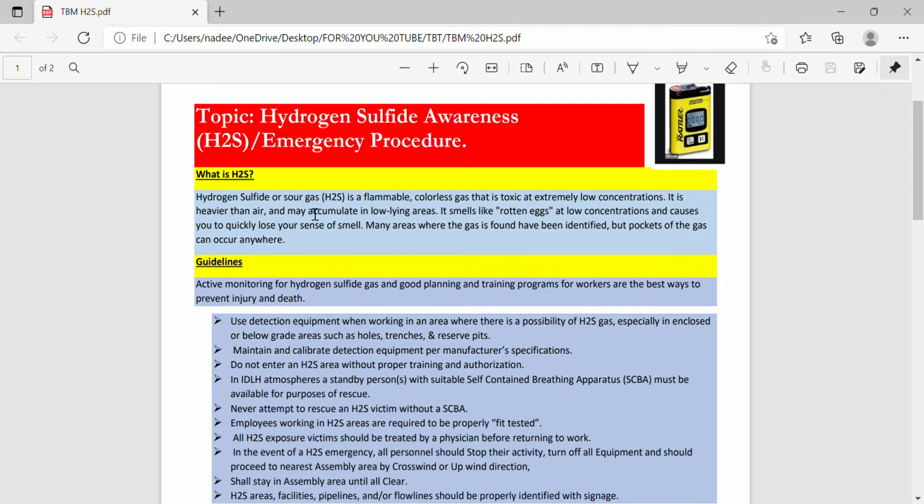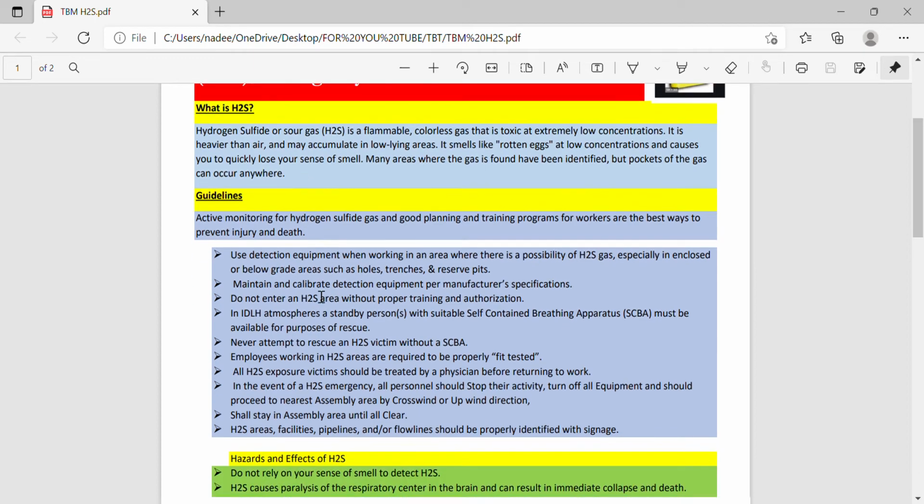Okay, so what is H2S? First of all, you have to explain to them what hydrogen sulfide is, and you should have a translator also if you are speaking in English, and mostly laborers are from India, Pakistan, Bangladesh, Hindi speaking, or other languages. So you should have a translator who can translate your TBM in their own language so that they can understand properly.